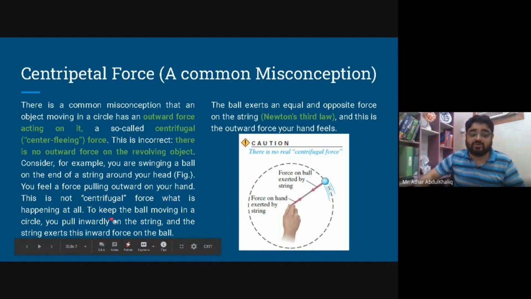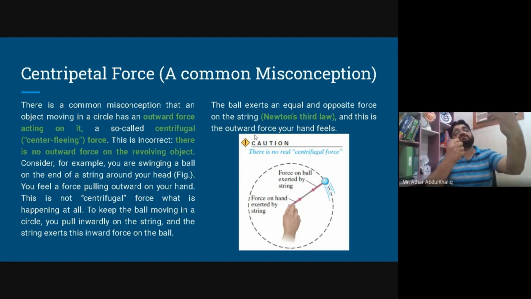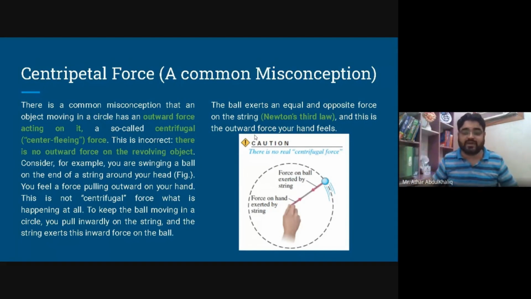What is happening to keep the ball moving in a circle? You pull inward and the string exerts an inward force on the ball, and the ball exerts an equal and opposite force on your hand according to Newton's third law. As I am pulling, this is the action, and the ball pulling toward itself is the reaction. As long as my hand provides the centripetal force, there will be this reaction force. But as I remove my hand, there will not be any reaction force.